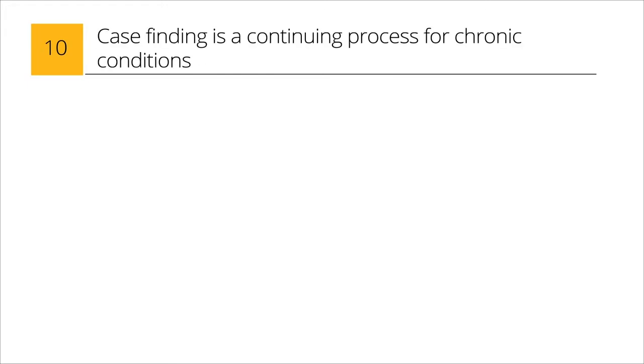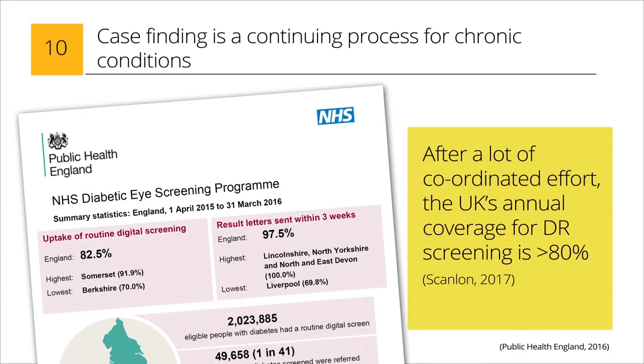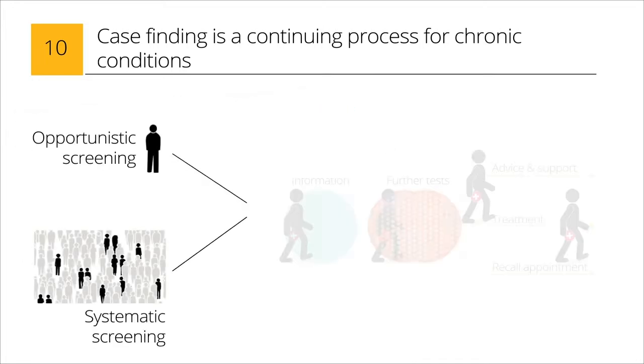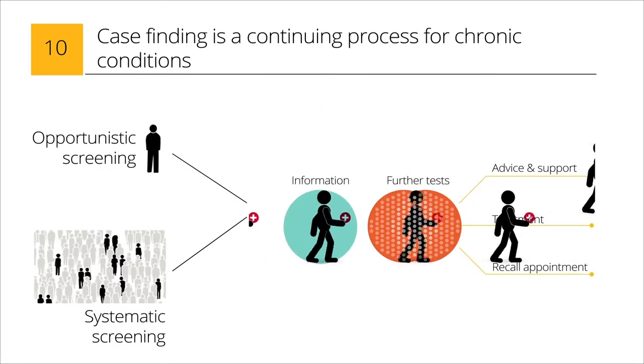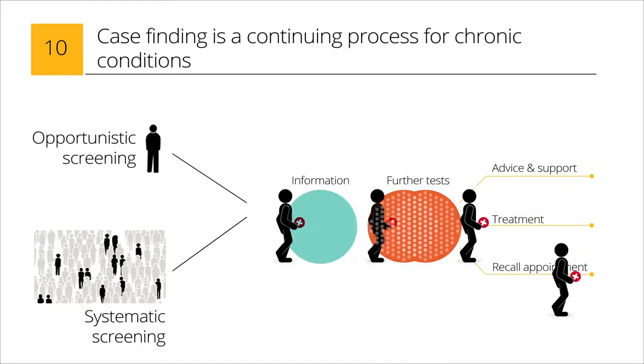Wilson and Jungner's 10th criteria for diabetic retinopathy screening programs is that case finding has to be an ongoing process throughout the life of each person with diabetes. In the UK, after a lot of coordinated efforts, the annual coverage for diabetic retinopathy screening is above 80%. However, many places face multiple geographical, economical and social challenges to achieving good coverage in diabetic retinopathy screening. For example, women may not be able to attend screening on their own. In these settings, it may be best to put opportunistic screening in place, at least initially, until a clear pathway for systematic screening can be found.